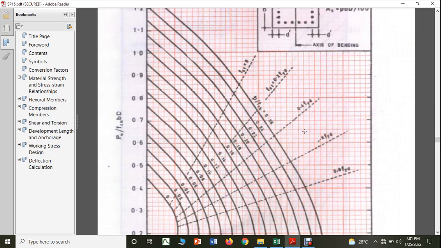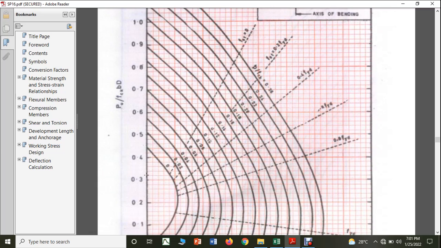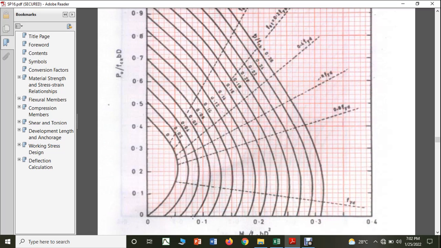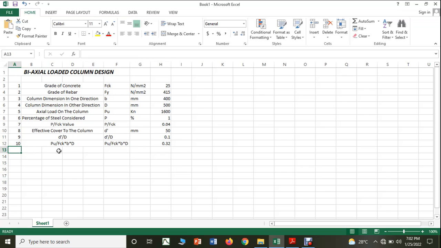So the corresponding 0.32 value and the corresponding 0.04, that is here. So I can get the value of Mu by FCK BD as 0.08, that is here 0.08, 0.09, 0.1. So Mu by FCK BD is 0.08. Okay, so 0.08.